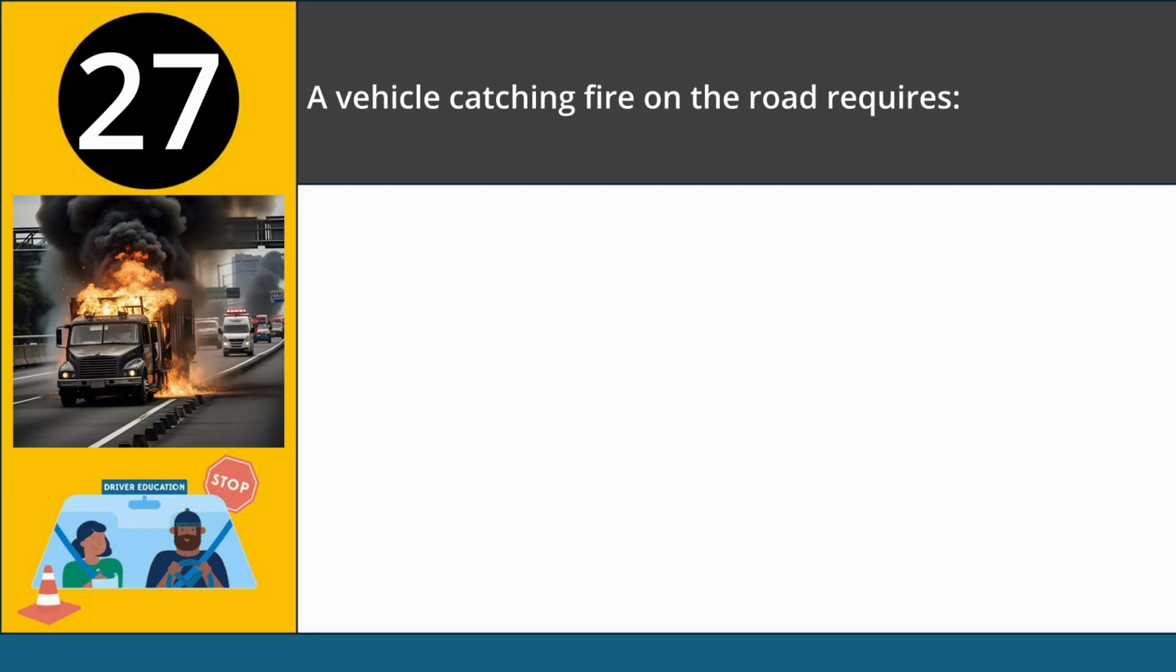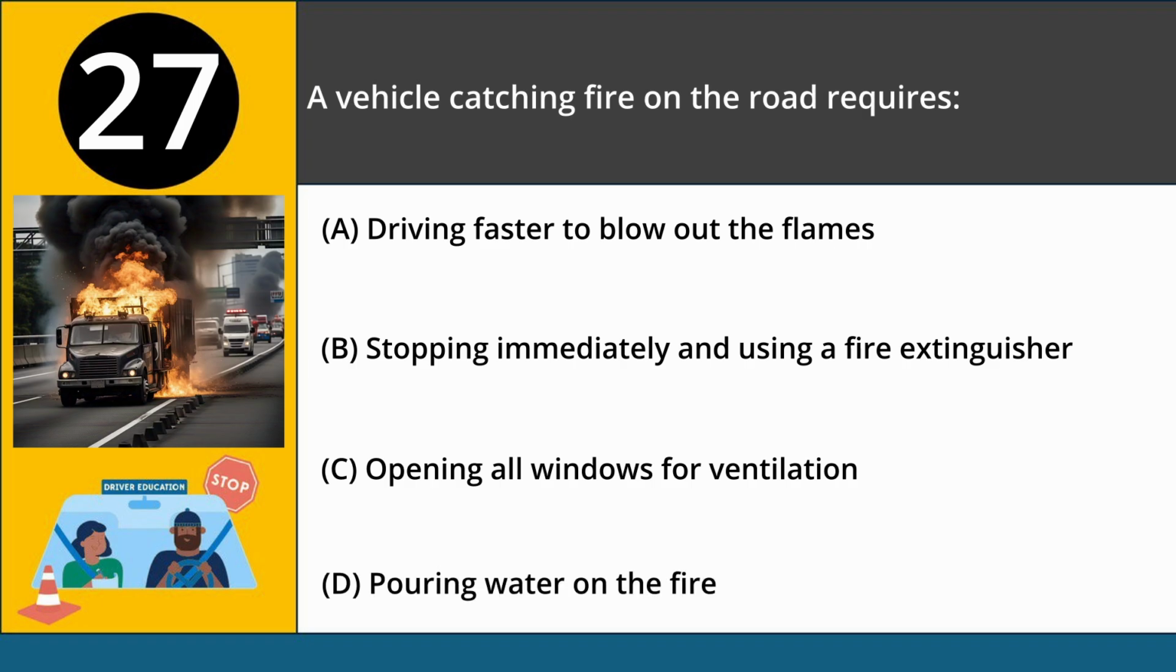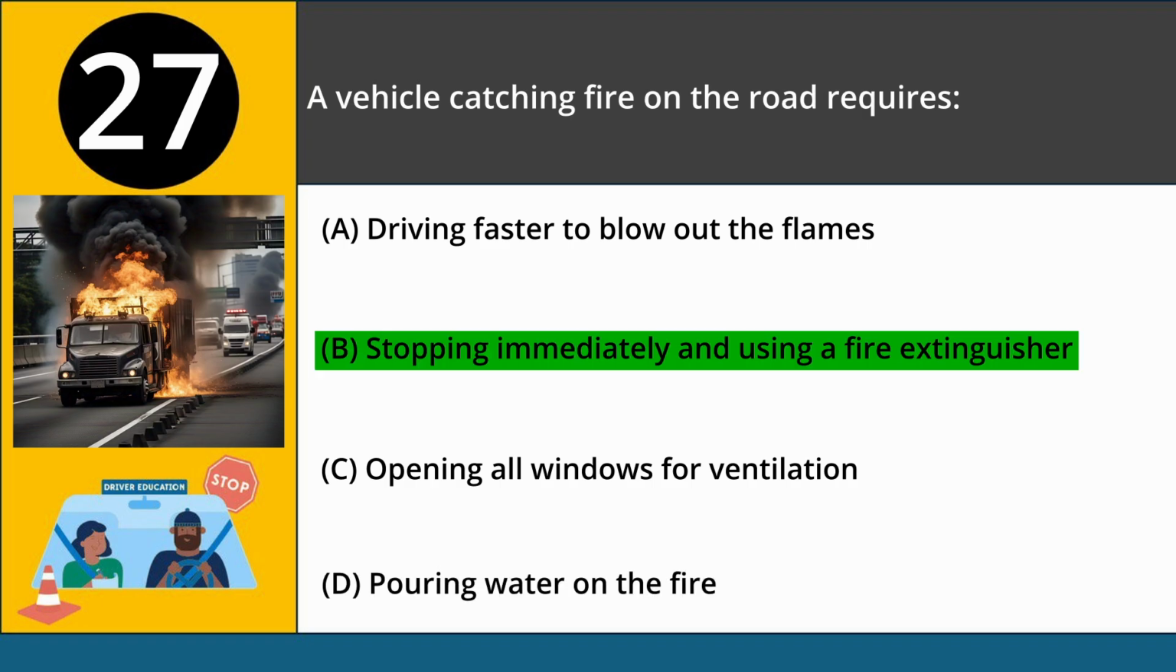A vehicle catching fire on the road requires: A. Driving faster to blow out the flames. B. Stopping immediately and using a fire extinguisher. C. Opening all windows for ventilation. D. Pouring water on the fire. Answer B. Fire needs immediate action, and an extinguisher can prevent spread.